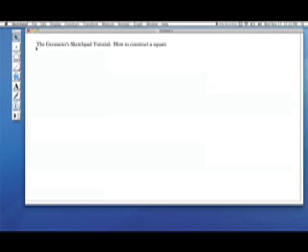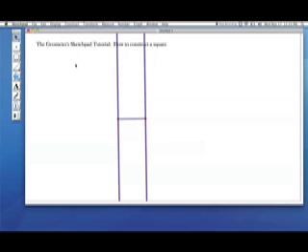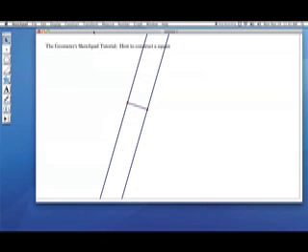We want to begin with one segment or edge of our square. Then we want to construct 2 perpendicular sides. So we have 2 perpendicular lines, and notice the angles remain perpendicular. Now we want to construct another segment of equal length.